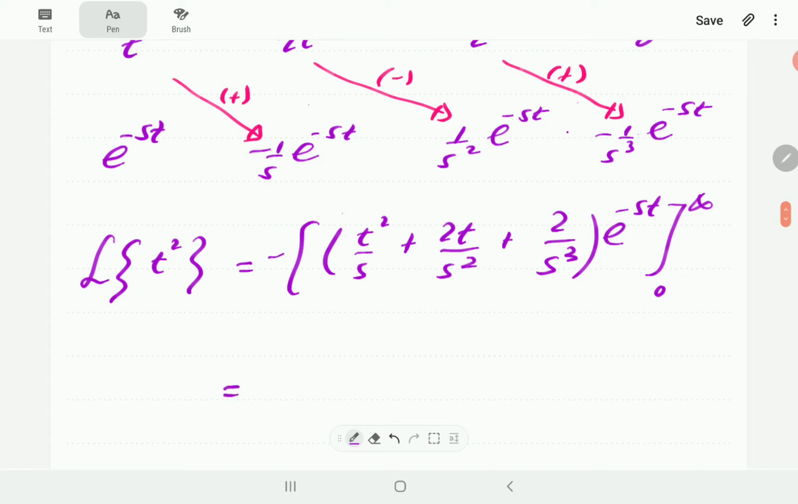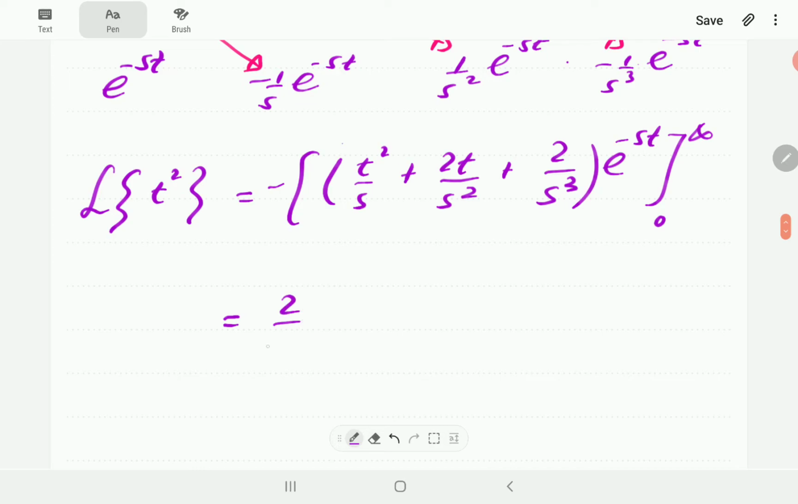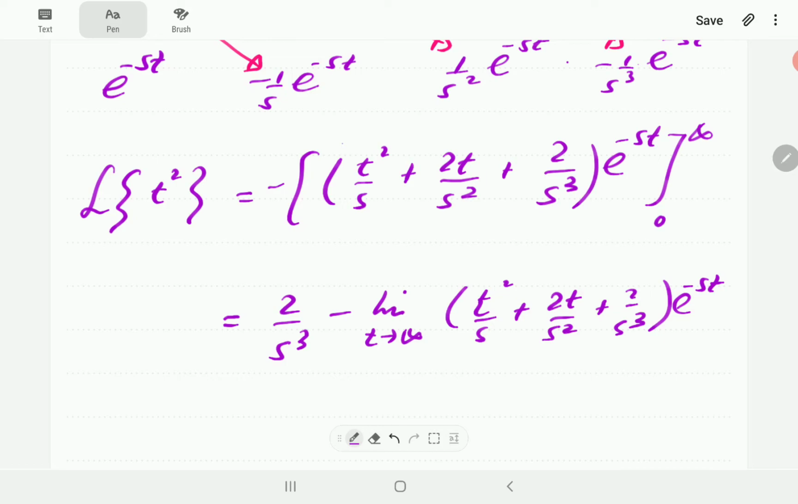So when we plug in 0 here, this term will vanish, this term will vanish, this term will remain, and the exponential will be 1. So when we plug in 0, we're going to get 2 over s cubed, and that is going to be positive because of this negative here. But then the limit at infinity, so we evaluate that one by taking the limit as t goes to infinity of this thing. So it's going to be t squared over s plus 2t over s squared plus 2 over s cubed.